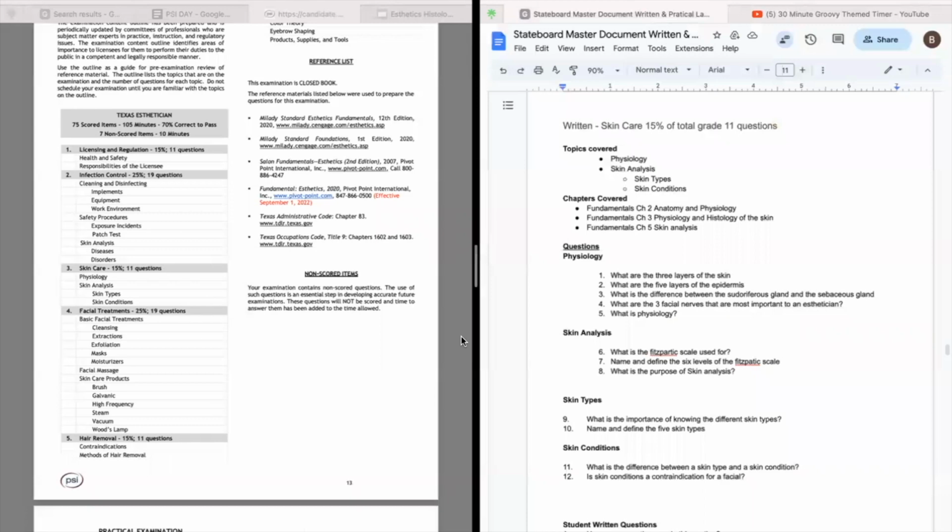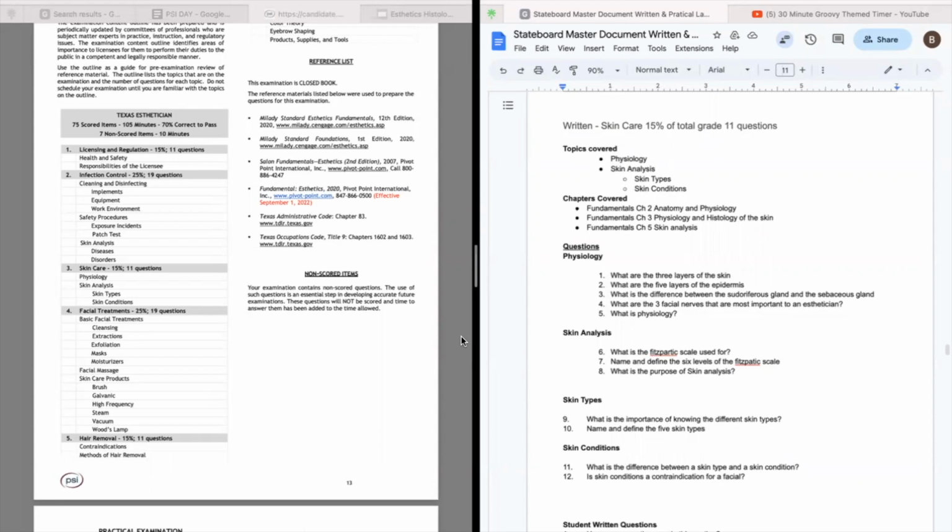All right, so the next section of the written esthetician exam is going to be section 3, skincare. It is 15% of your exam and will be made up of 11 questions. Those questions are going to come from physiology and histology of the skin analysis, and that skin analysis section is going to include skin types and skin conditions.